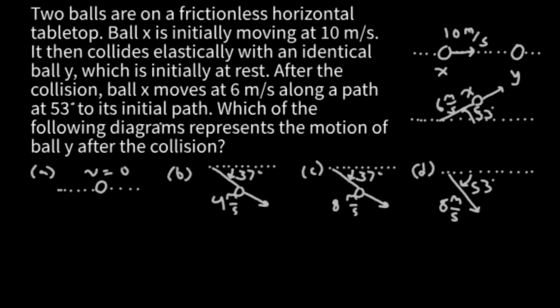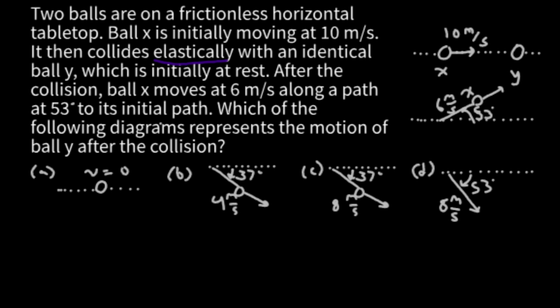Will be the last practice problem for this video. So we have a two-dimensional collision between 2 balls on a frictionless horizontal tabletop. Ball X is initially moving to the right towards ball Y at 10 meters per second. They elastically collide. Remember, at the beginning of the last video, we learned that means that kinetic energy would be conserved. And the balls are identical, so we can assume that means they have the same mass.